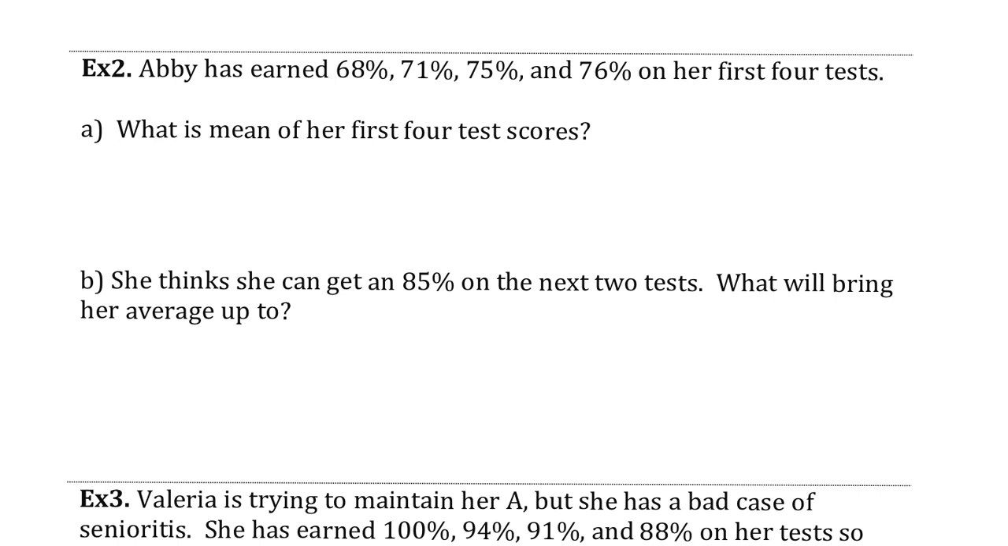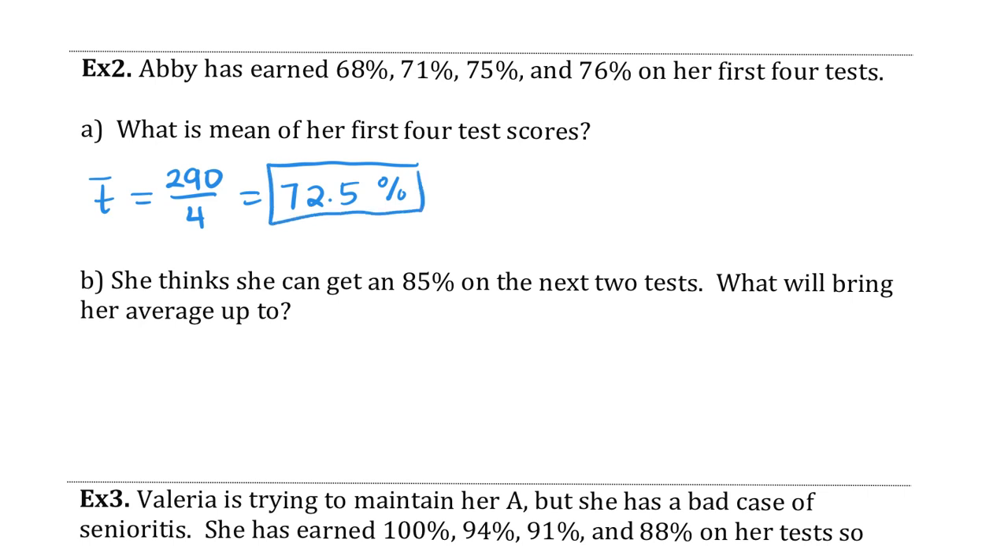Abby has earned a 68%, a 71%, a 75%, and a 76% on her first 4 tests. What is the mean of her first 4 test grades? Let's go with the mean of her test scores. Okay, let's add them up. So I got 290 divided by how many tests? 1, 2, 3, 4 tests. Okay, so the mean is 72.5, and these are percents because they're test grades. And that seems right. If I get an answer that seems wrong, then I would double check my arithmetic or make sure I divided by the correct amount.